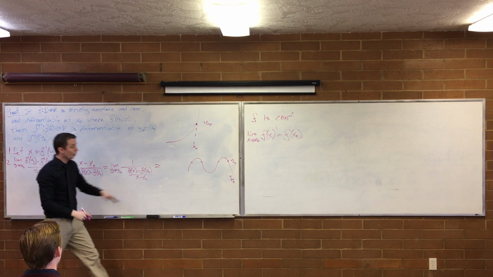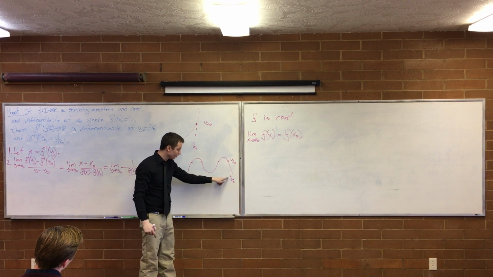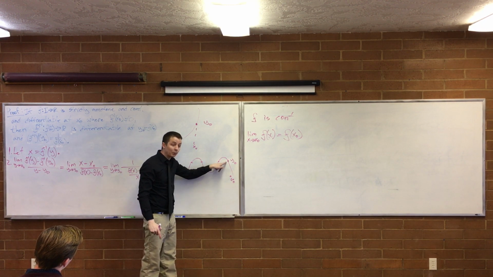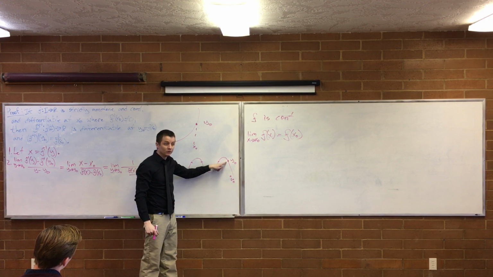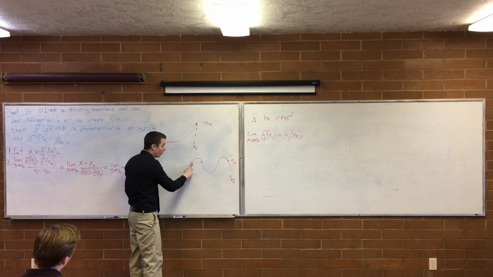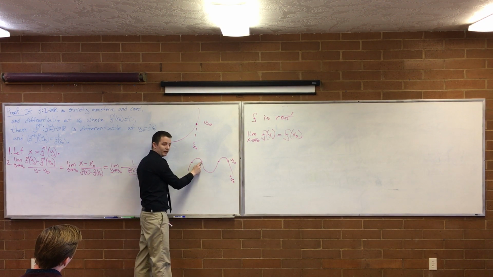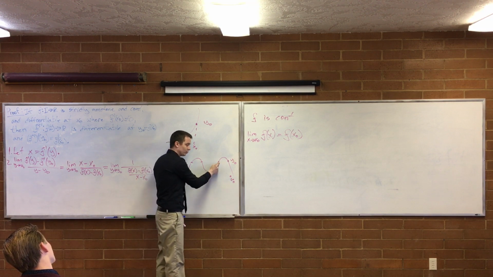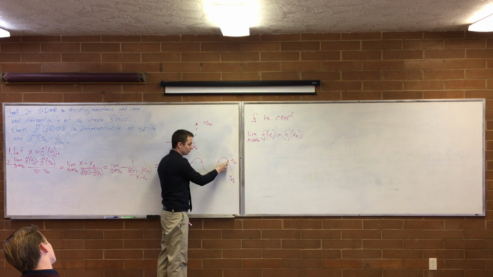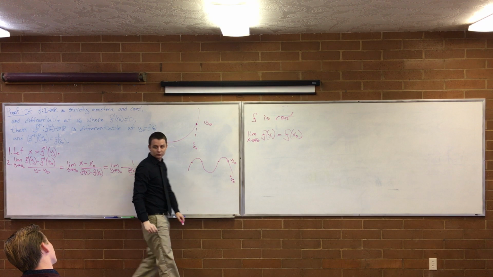So over here, look, as x approaches x naught, y does approach y naught. That's true. But as y approaches y naught, it is not true that x approaches x naught. Y approaches y naught right here. This isn't x naught. Y approaches y naught right here. This isn't x naught. Y approaches y naught here, which happens to be x naught.